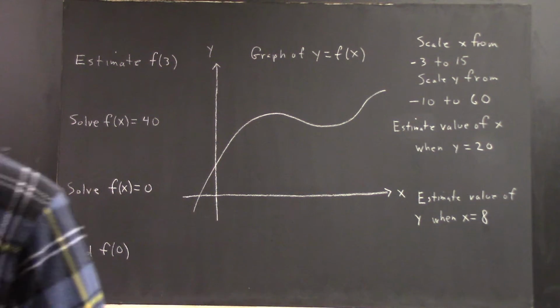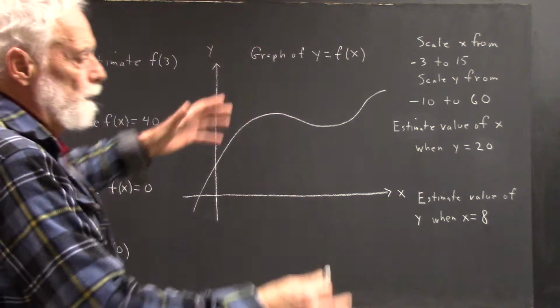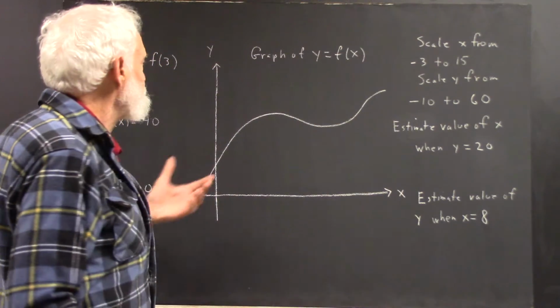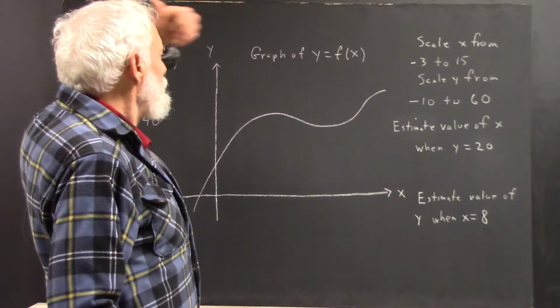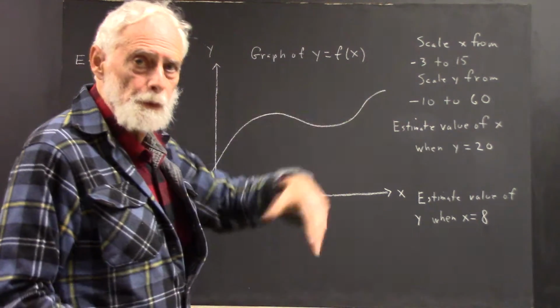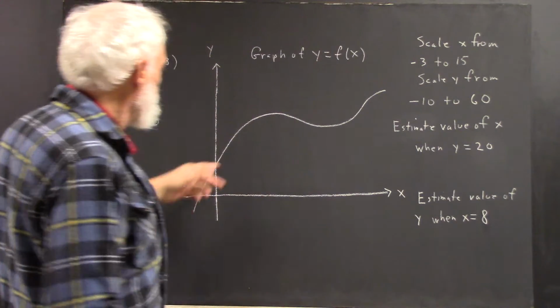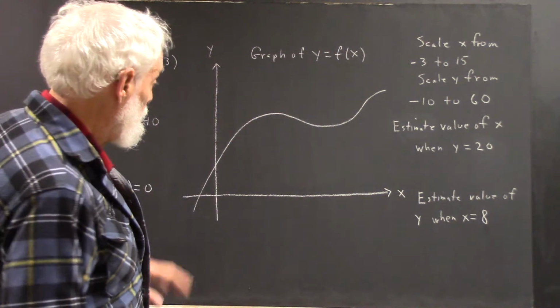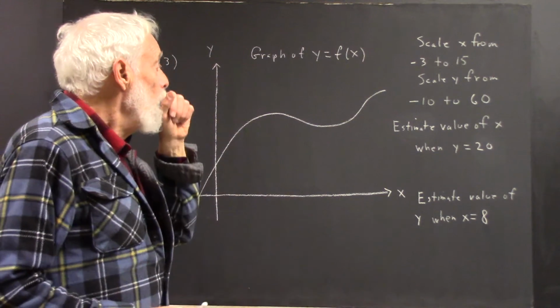Okay, we want to talk a little bit about how to use the graph of a function. So we have here a graph of a function. We're familiar with graphs. This isn't one of our basic functions. This might well be a polynomial function of some kind. We'll see what that is later.